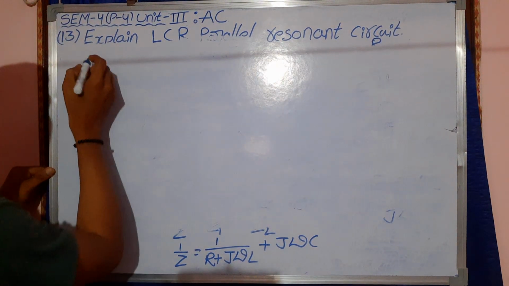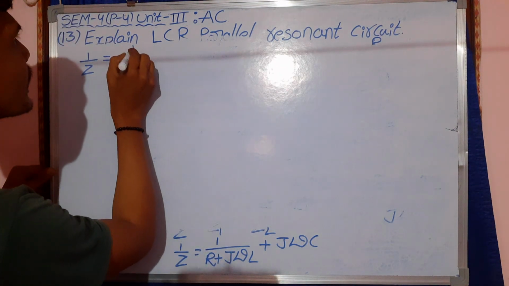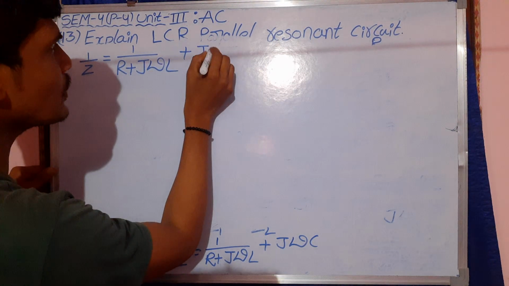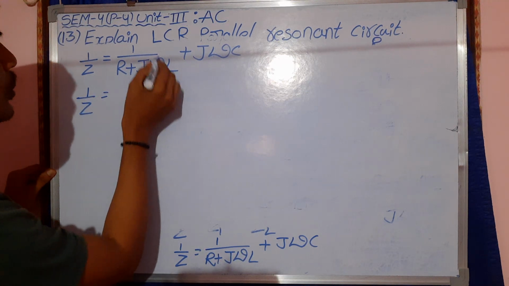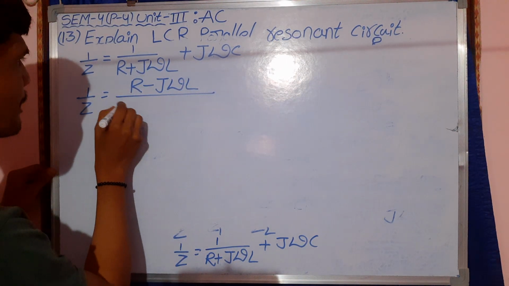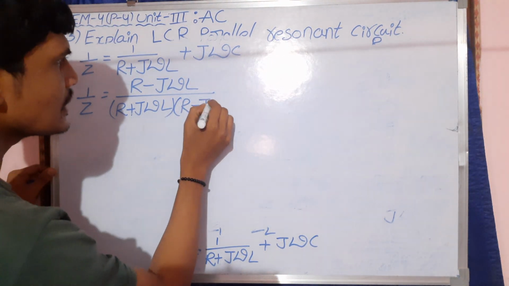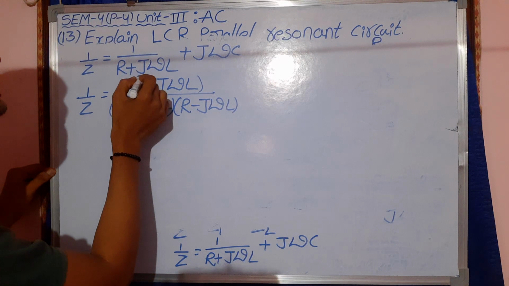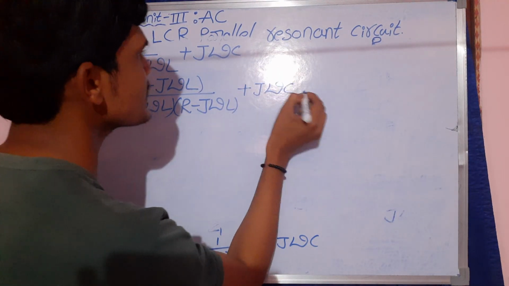Next, 1 by Z equals 1 by R plus j omega L, plus j omega C. Multiplying numerator and denominator of the first term by R minus j omega L, R plus j omega L into R minus j omega L, the factors cancel in the second term, leaving j omega C.